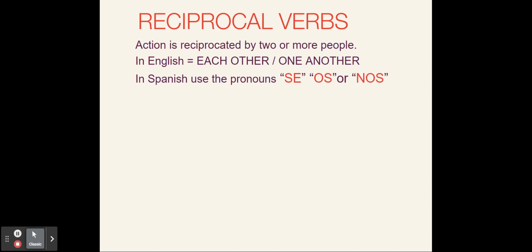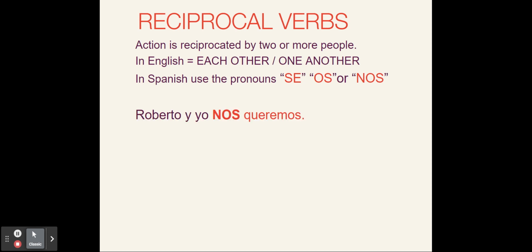We use in most of the Spanish speaking countries two pronouns, se and nos. So the nos is going to be for we love each other, and se for they, you all love each other. In Spain, since they use the vosotros form, they will also use the pronouns os with vosotros.